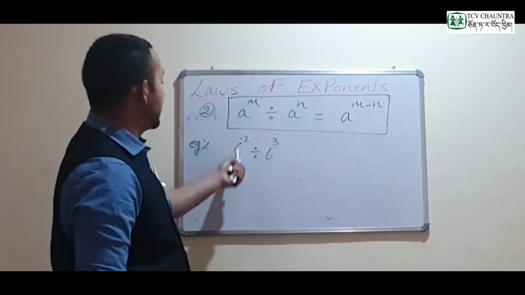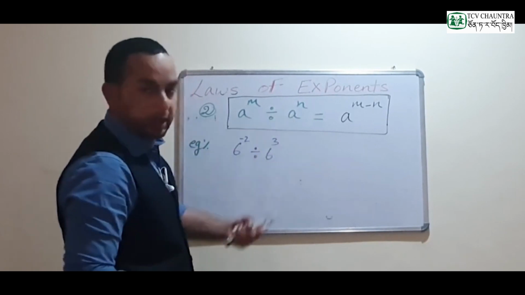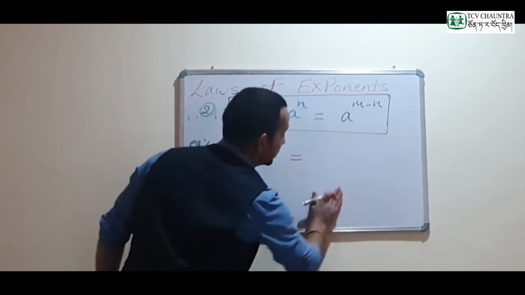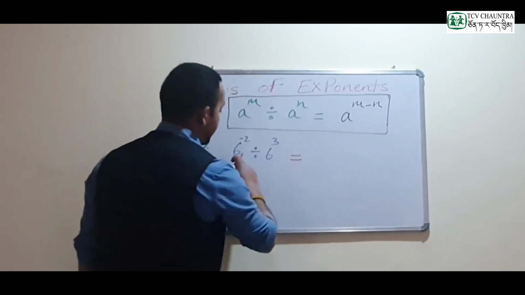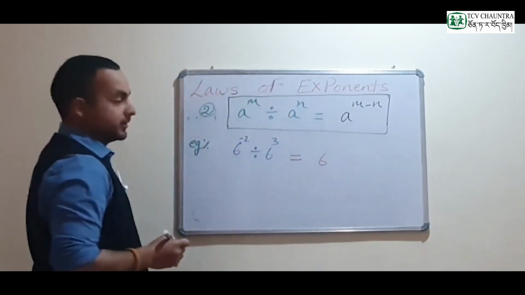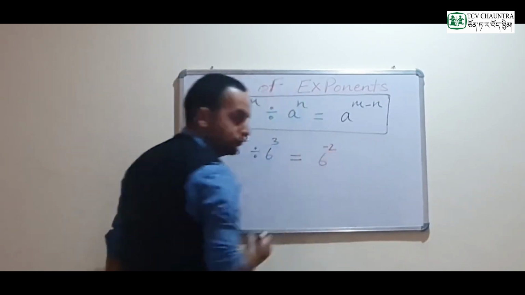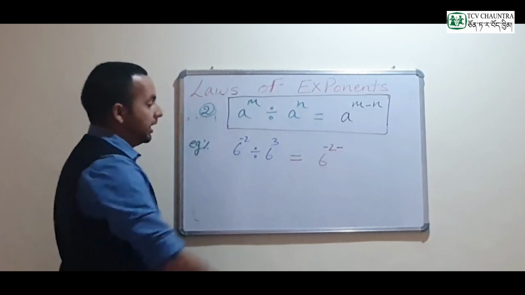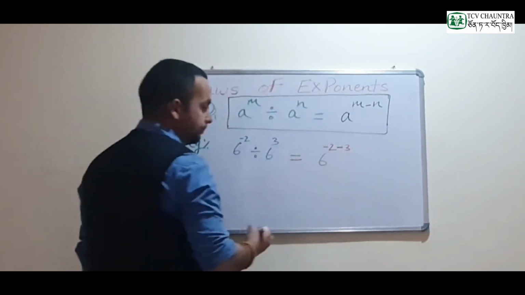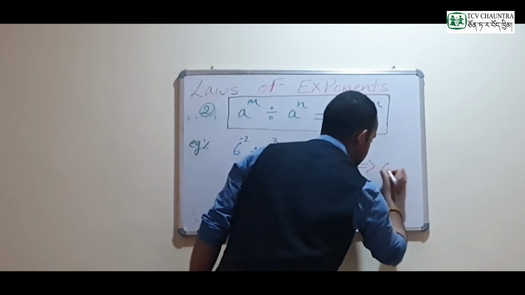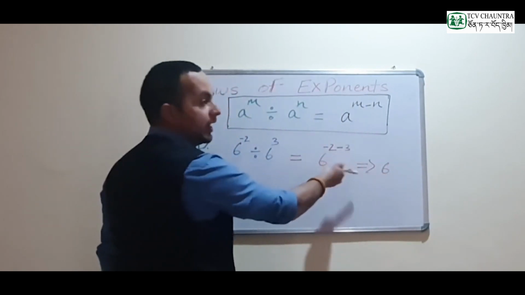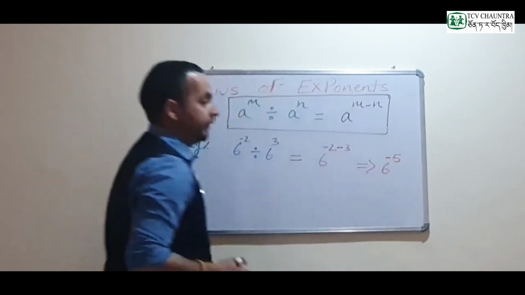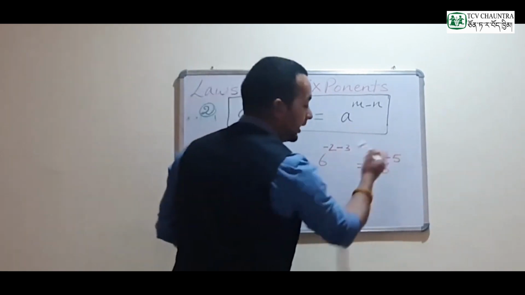That is a raised to the power m divided by a raised to the power n. Your base is the same, so you can write the base only once. In case of division, if the bases are the same, the power should be subtracted. So write the base 6 once. Then your first power is negative 2, and in case of division there is a negative sign, and then 3. Which means it will become 6 raised to the power negative 2 minus 3, which is negative 5. So 6 raised to the negative 5.